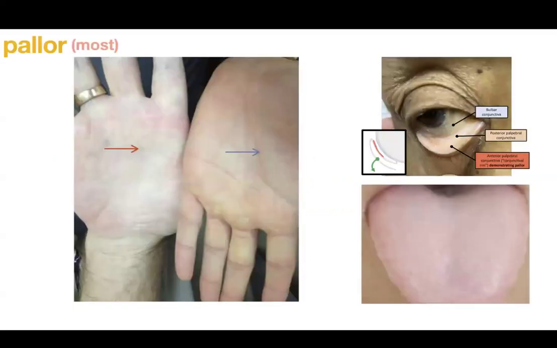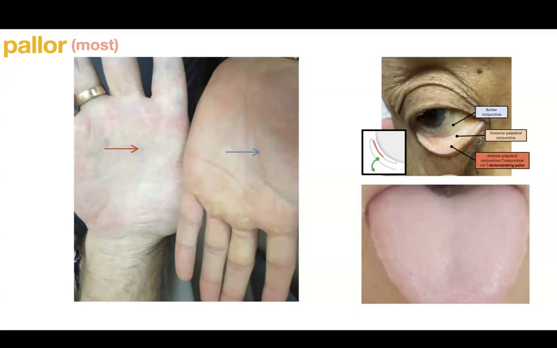Now we're going to go over the specific clinical signs that we tend to see in patients who have anemia. One of the most common is pallor, or very pale skin, pale palms, pale conjunctiva, or even pale tongue. And obviously, the more severe a patient's anemia is, the more pale they're going to be, and the more you can pick it up when you do your physical examination.